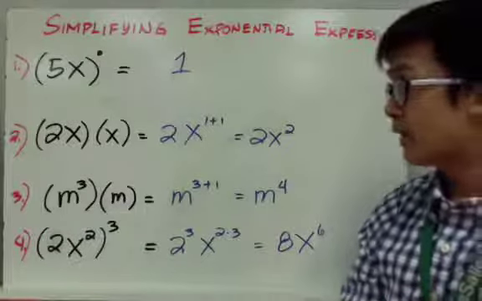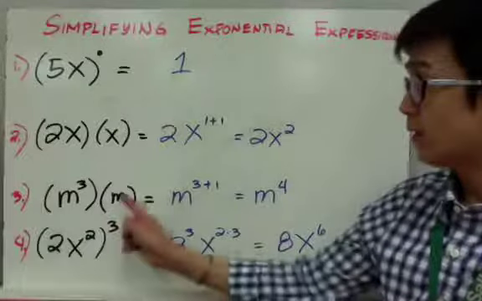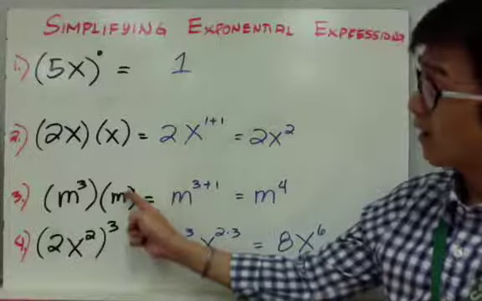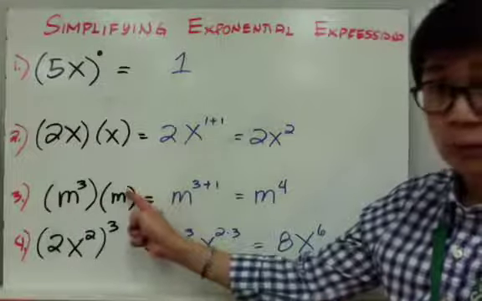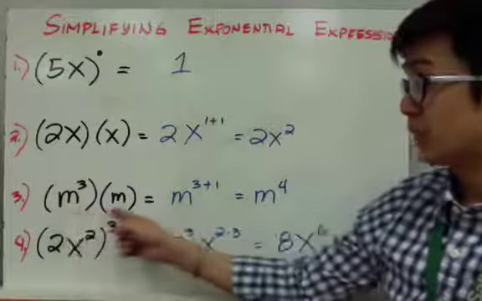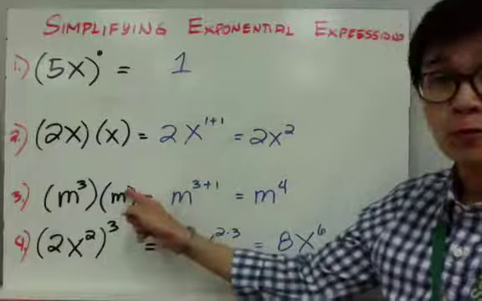At for number 3 naman, m cubed times m. Again, madalas malimutan nila ng mga bata na merong 1 or exponent na 1 yung mga variable. So, pag nakakita sila ng m cubed times m, usually ang sagot nila is m cubed pa rin. Kasi hindi nila nakikita na meron pang 1 dito.